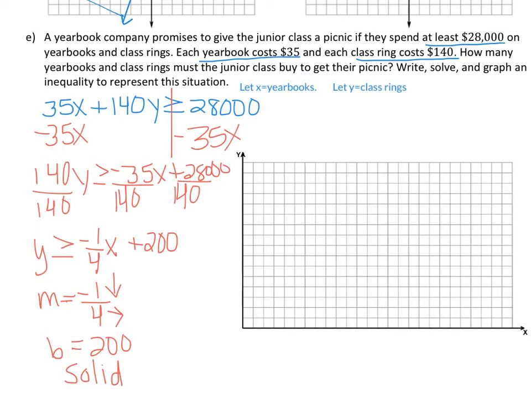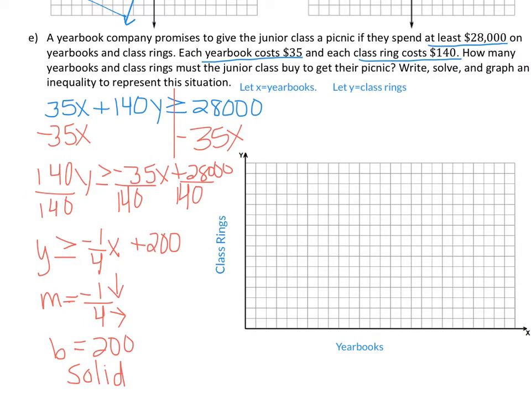Okay, well, we need labels and we need scales before we can go any further. I said let x equal yearbooks, so let's go ahead and put yearbooks as the x label. And I also said to let y equal class rings. So our y label will be class rings. Okay. I need a scale. My y-intercept is 200, so I'm going to go ahead and count by 25s, but I'm going to skip a bunch of lines when I do that.